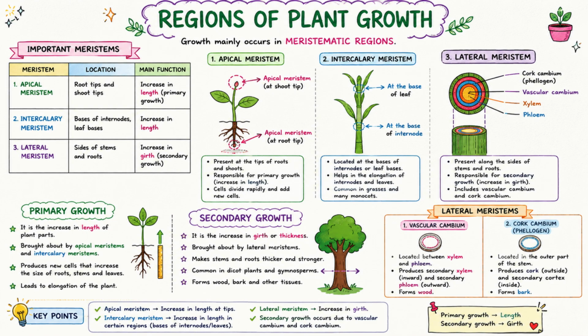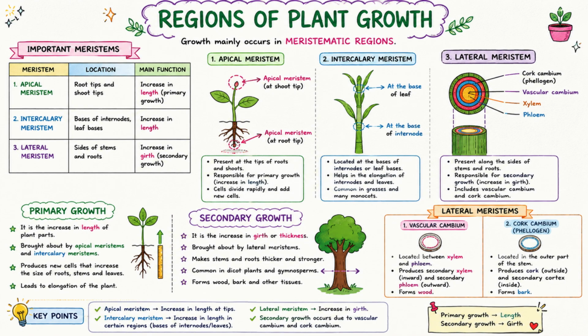Apical meristems are present at the tips of roots and shoots. Their main function is to increase the length of the plant. For example, when a root grows deeper into the soil or a shoot grows taller, this growth is mainly due to the activity of apical meristems. This increase in the length of the plant is called primary growth.